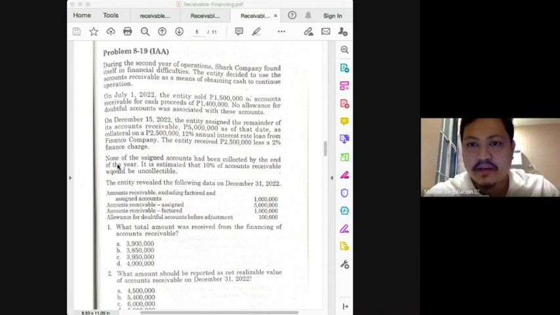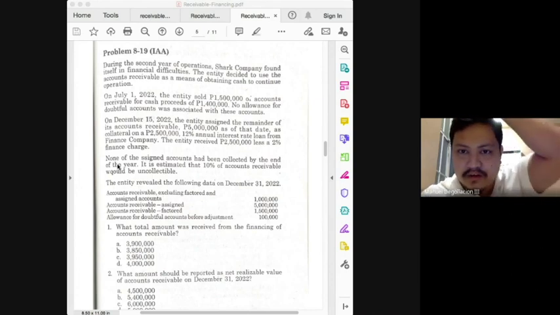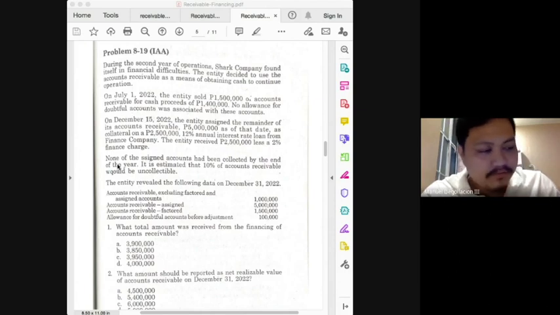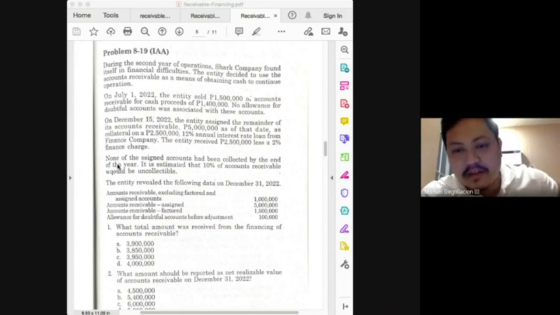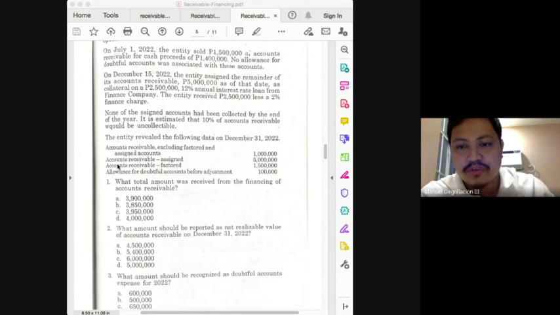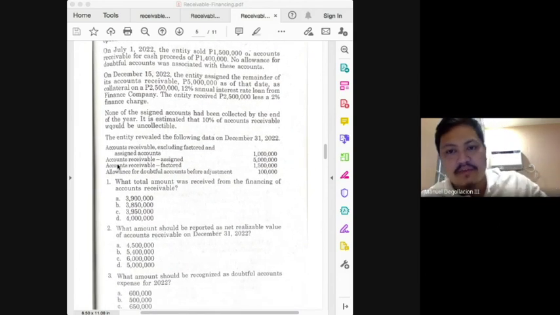Two transactions here, class. The first was on July 1. The entity sold 1,500,000 receivable for cash proceeds of 1,400,000. So you don't have to compute anymore. It tells us that we were able to get 1,400,000. Next, we were able to receive 2,500,000 less a 2% finance charge. So we'll just multiply 2,500,000 by 98%, since there's a charge of 2%. So 2,450,000 plus 1,400,000, we would get a total of 3,850,000, and that's the amount that we were able to get.